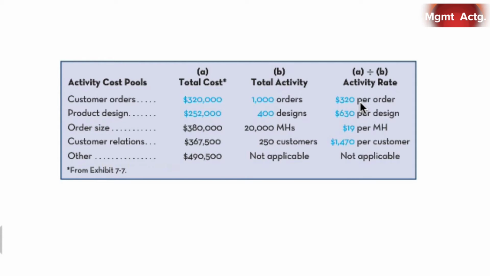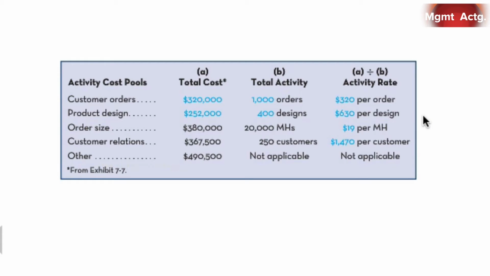This $320 per order is a predetermined activity overhead rate for each order we receive. So we can read down this column, the activity rate. We know that every order we receive will attach $320 of overhead cost to it. Every product we design will get $630 of overhead cost, etc., etc.